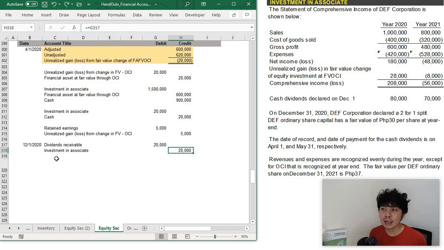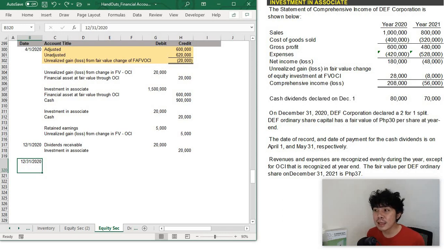Ano yung next date na journal entry natin? That is on December 31, 2020. Bakit? Ang sabi dito, on December 31, 2020, DEF Corporation declared a 2-for-1 split. So, DEF ordinary share capital daw has a fair value of 30 pesos per share at year-end. So, since nagkaroon ng share split, so yan ay split up. So, for every 1 share daw, magiging 2 shares na daw siya.